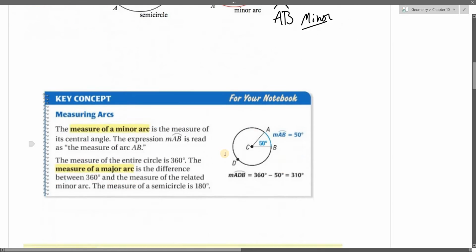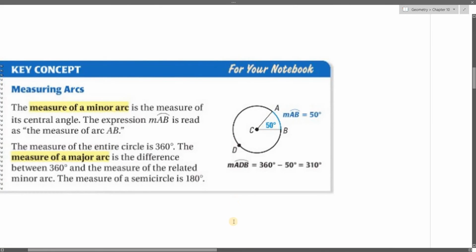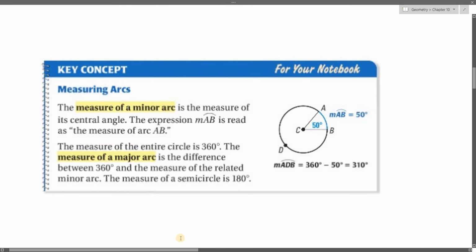All right, let's look at the key concept. This is the new thing that we need to know for this particular lesson. It says measuring arcs. The measure of a minor arc is the measure of the central angle. So if you want to know how big this minor arc is, look at that angle measure. The measure of AB, or arc AB, is 50 degrees. We don't need to look any further than the measure of the angle. The measure of a minor arc is the measure of its central angle. The expression measure AB is read as the measure of arc AB.